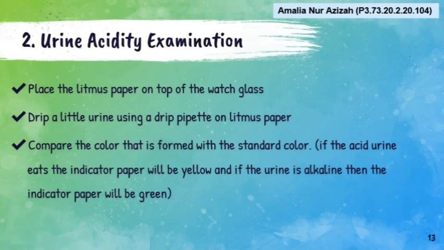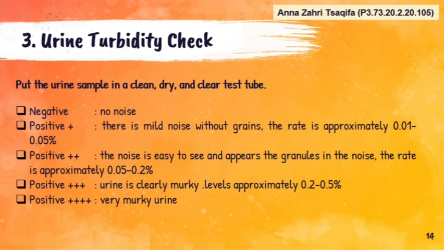2. Urine acidity examination. Place the litmus paper on top of the watch glass. Drip a little urine using a drop pipette on the litmus paper. Compare the color that is formed with the standard color. If the urine is acid, the indicator paper will be yellow, and if the urine is alkaline, then the indicator paper will be green.